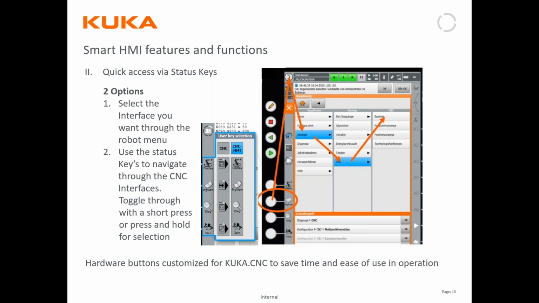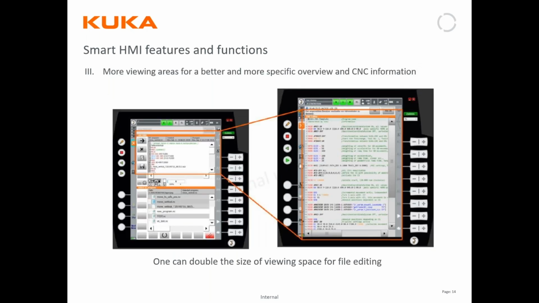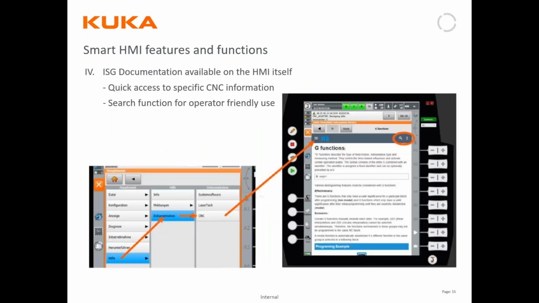Hardware buttons customized for KUKA.CNC save time and ease operation. There are more viewing areas available for a better and more specific overview and some CNC information, like information about the program. If you want to see the program or edit the program file, it becomes much easier. One can double the size of the viewing space for editing the files.